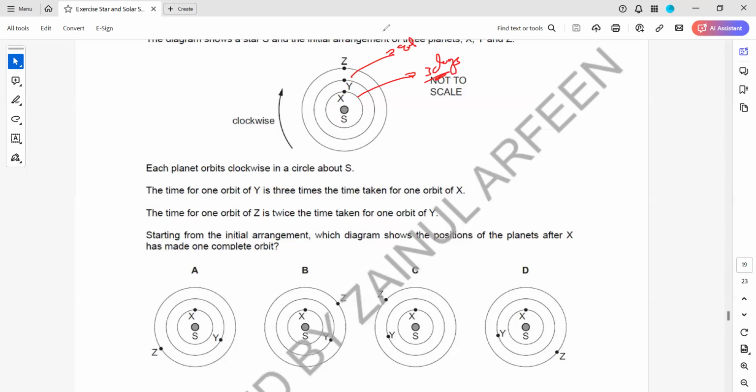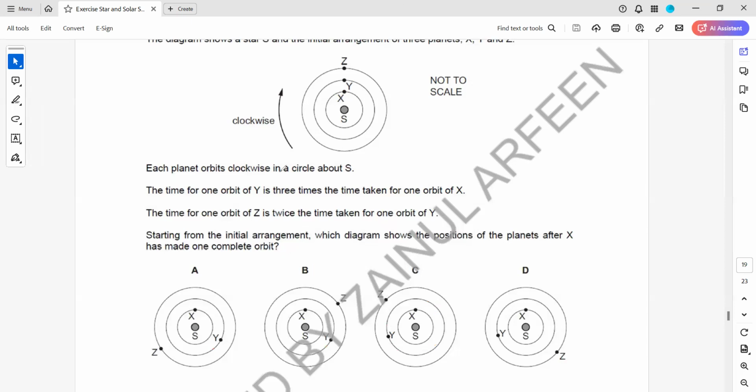So what will the position of Y? The position of Y will be 1/3 of X. If X completed one orbit, Y will cover one third of the orbit, somewhat here. So either A or B can be the answer. It cannot be C, because C shows that it covered more distance, like 2/3 of its orbit, but it will only cover 1/3 of the orbit.